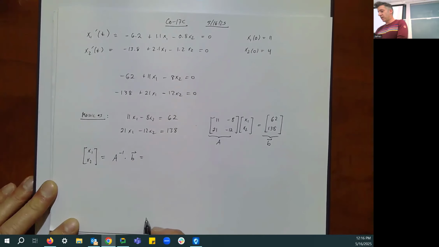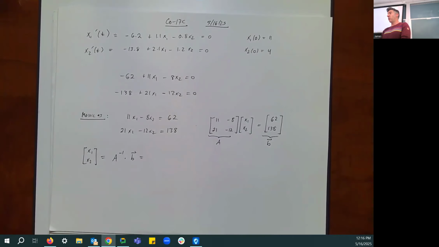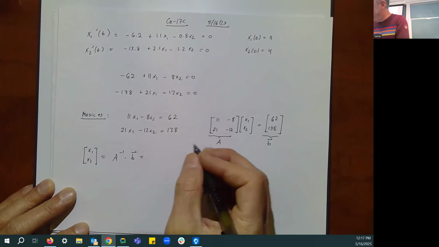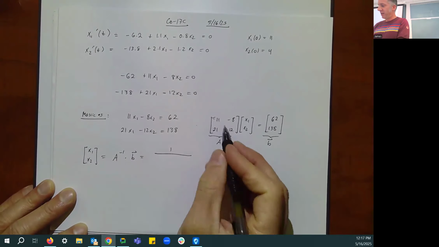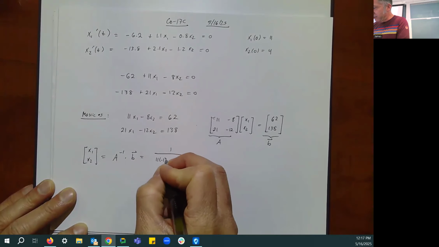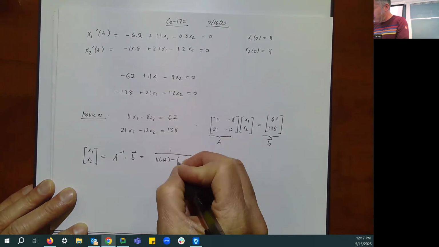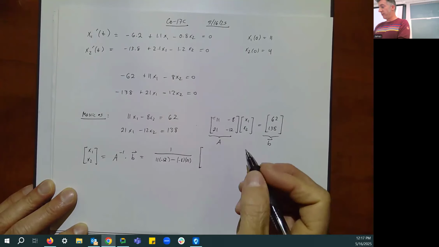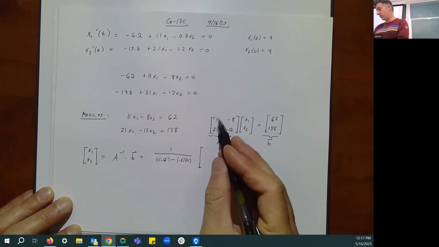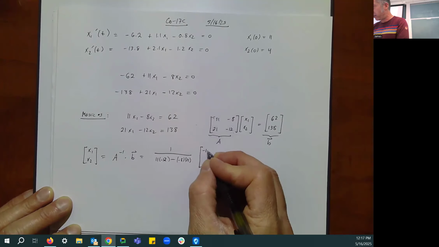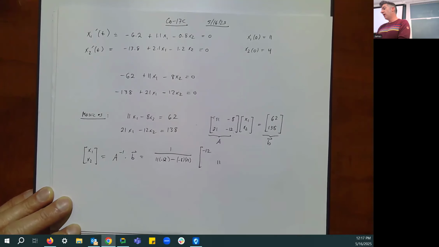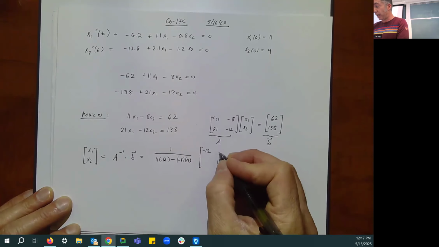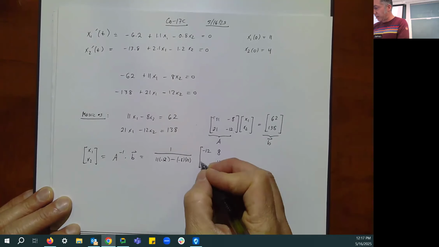All right, A inverse is kind of a pain, but no more of a pain than doing it any other way, right? This problem is just not nice either way you do it, so suck it up. So we're going to get 1 over 11 times negative 12 minus negative 8 times 21. And then for the rest of the inverse matrix, we interchange the diagonal elements. So the negative 12 is there, the 11 is down there. And then the off diagonals, we change their signs. We have a positive 8 there and a negative 21 there.